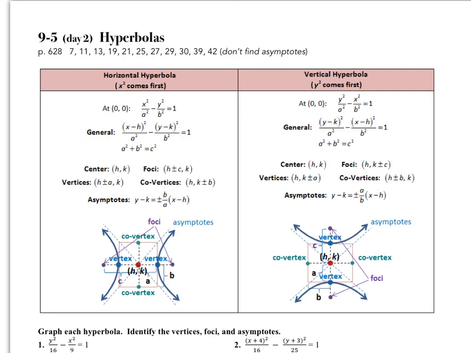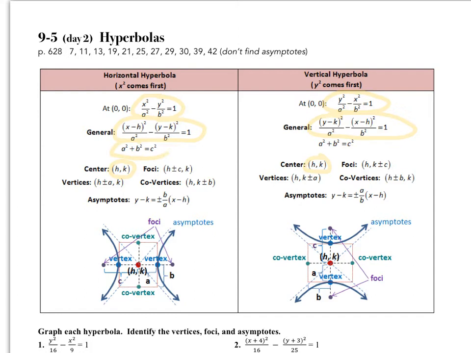Okay, so now that you've learned these two equations, in the second half of 9.5, we're going to learn about hyperbolas that are not centered at the origin. So now you're going to use this equation and this equation. You'll notice that the difference is in the numerator there are parentheses, and so the center is h comma k for both, and h always goes with x and k always goes with y.